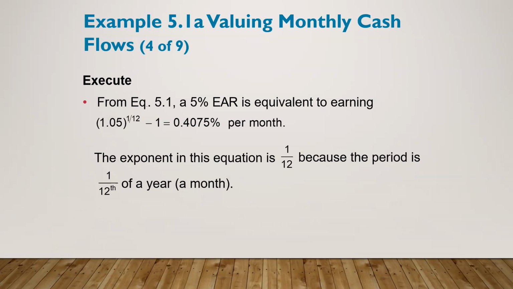To execute from equation 5.1, a 5% EAR is equivalent to earning (1.05)^(1/12) - 1 = 0.4075% per month. The exponent in this equation is 1/12 because the period is 1/12 of a year, or a month.